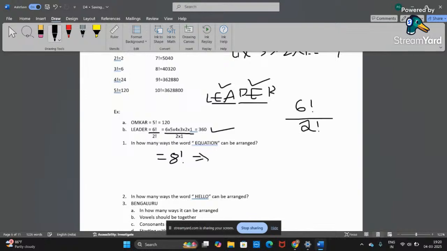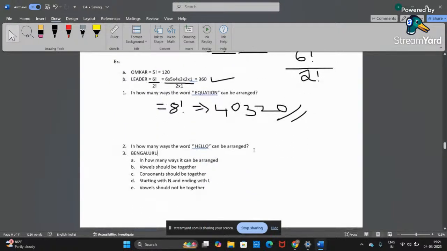What is the value for 8 factorial? It is, I have given here, 40320. This is your answer. In 40320 ways, we can arrange the word equation. Now let's find the answer for the second one.